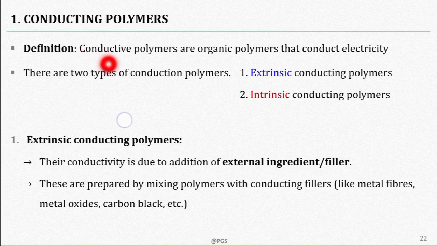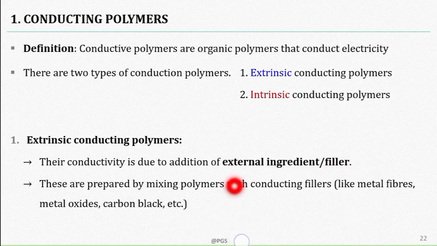Definition: conductive polymers are organic polymers that conduct electricity. So the electric conductivity can be imparted by using two mechanisms. So there are two types of conducting polymers: extrinsic conducting polymers, and another is intrinsic conducting polymers. Extrinsic conducting polymers are formed by addition of external ingredients or fillers.